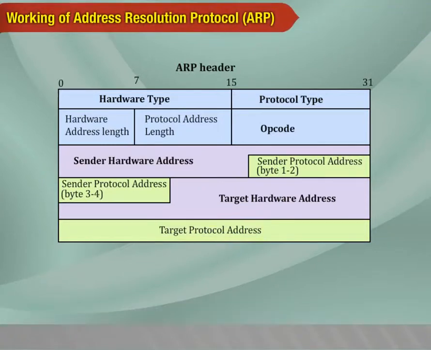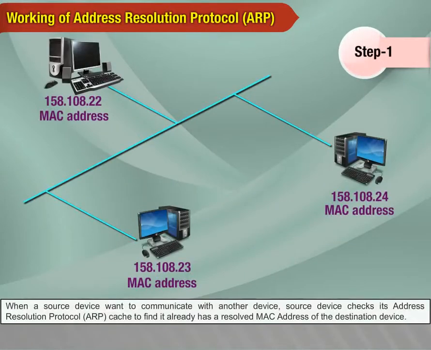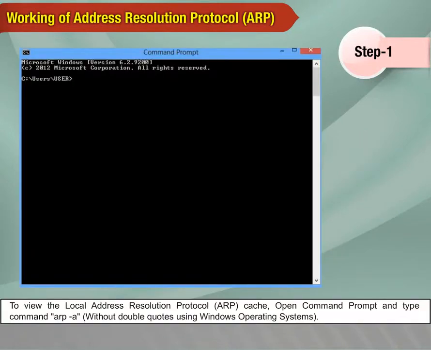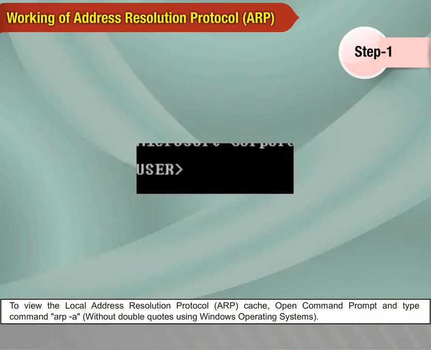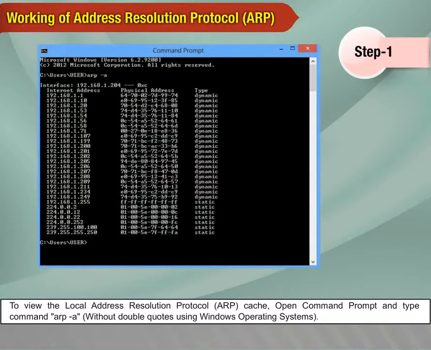Working of Address Resolution Protocol ARP. Step 1. When a source device wants to communicate with another device, the source device checks its Address Resolution Protocol ARP cache to find if it already has the resolved MAC address of the destination device. If it is there, it will use that MAC address for communication. To view the local ARP cache, open Command Prompt and type arp -a, without double quotes, using Windows operating systems.